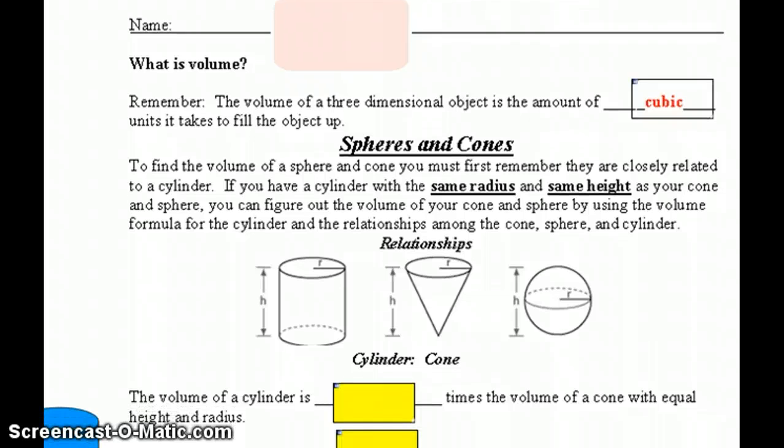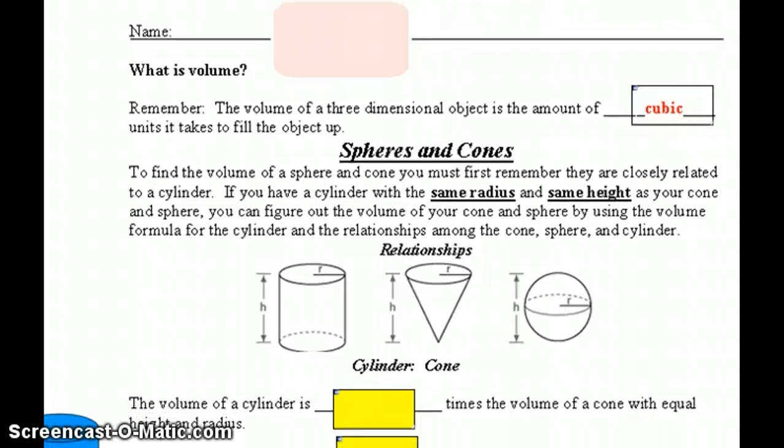To find the volume of a sphere and a cone, you must first remember they are closely related to a cylinder. If you have a cylinder with the same radius and same height as your cone and sphere, you can figure out the volume of your cone and sphere by using the volume formula for the cylinder and the relationships among the cone, sphere, and cylinder.